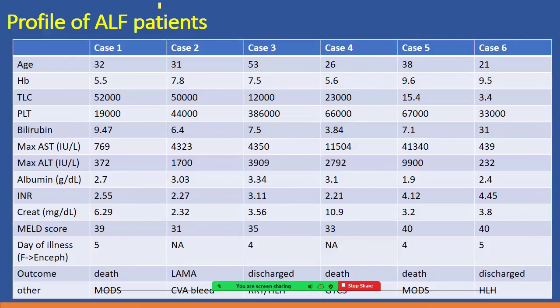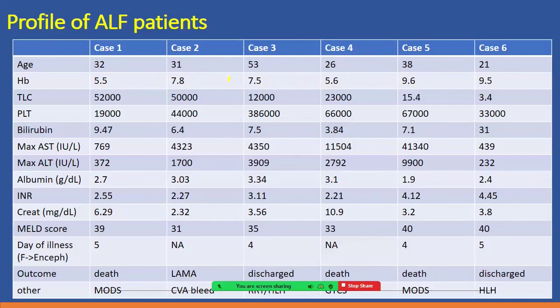So coming to the profile of our ALF patients, we had 6 cases of ALF. These patients were relatively younger, except one patient who was 53 years of age. Others were in the range of only the 3rd or 4th decade. Hemoglobin levels were also lower. Most of the patients were anemic, and severe anemia was present in 2 patients.